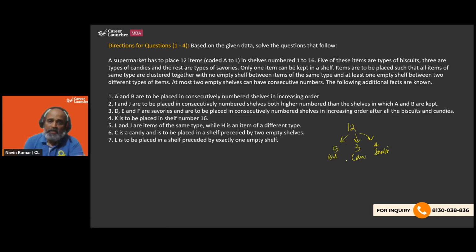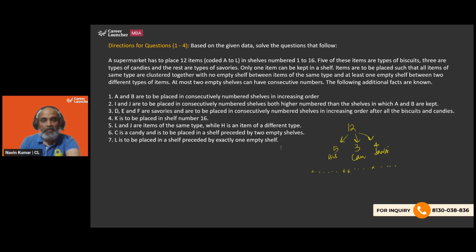So basically, the biscuits should be aligned together, candies should be aligned together, and savories should be aligned together, with empty shelves between them, which is going to be at least one. So there may be an empty shelf at the end, there may be an empty shelf right before it. Now, at most 2 empty shelves can have consecutive numbers. So basically, we can have at most 2 empty shelves at a single place.